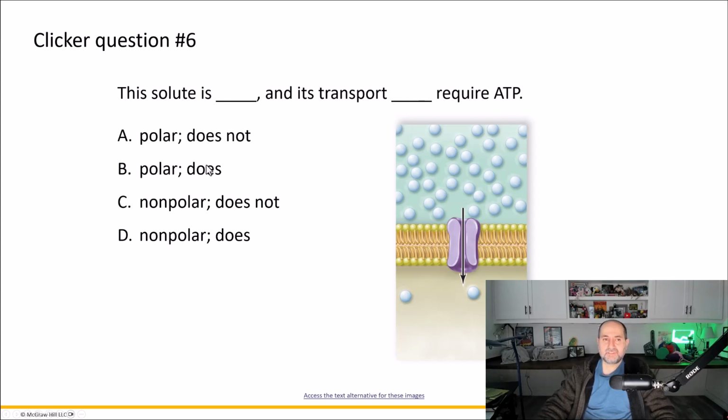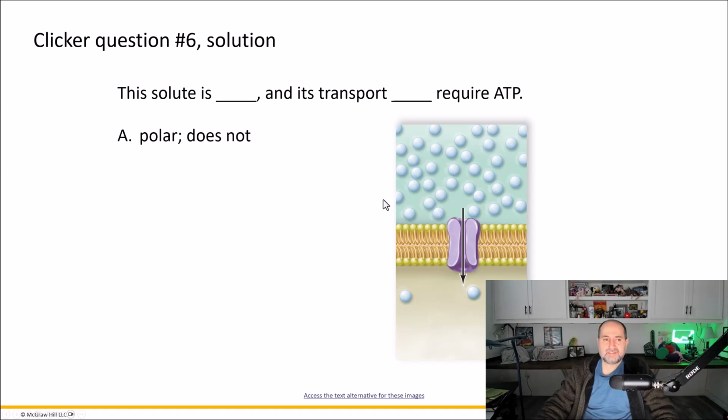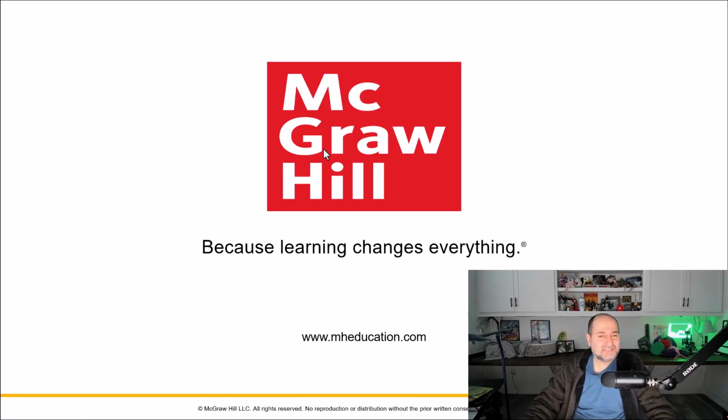And does it require ATP? It does not require ATP because it looks like it's following diffusion. It's going down the concentration gradient. So A is the answer. And that leads to the end of chapter 4.